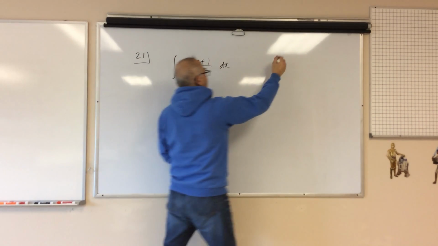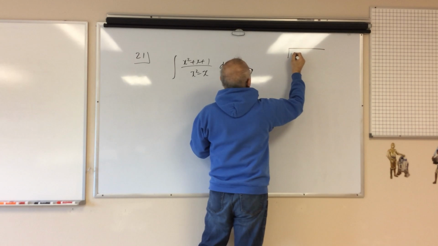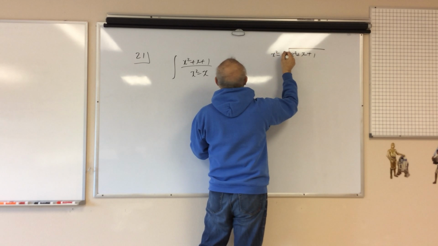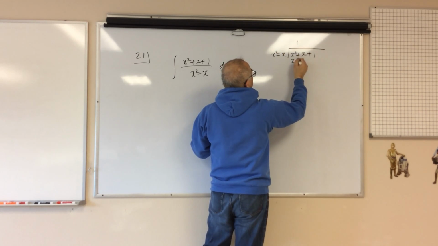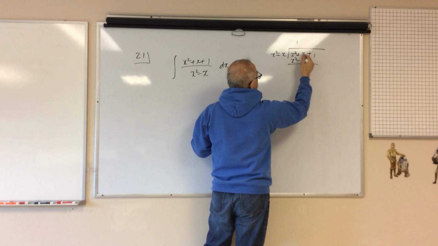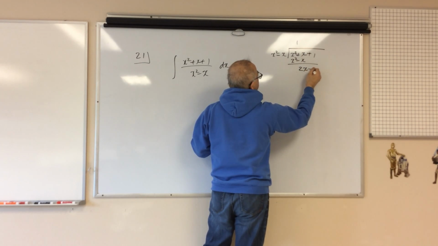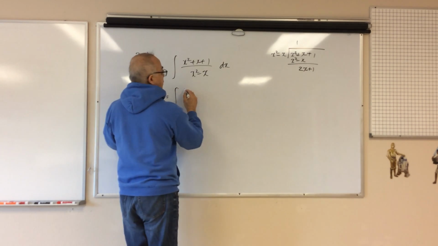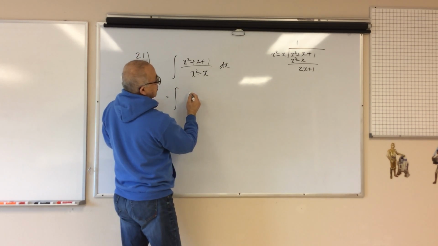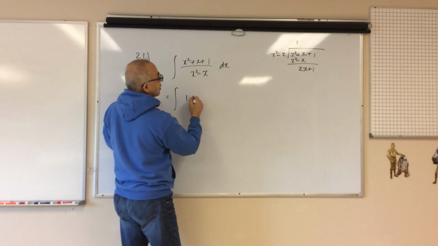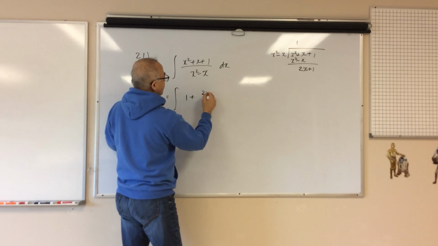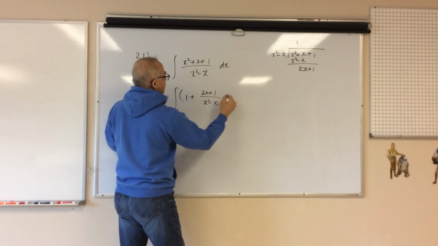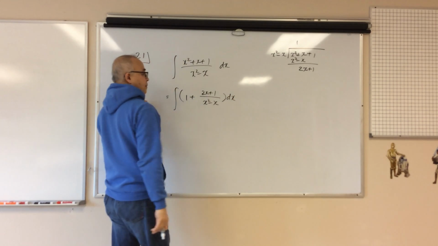So if I do the division, x squared plus x plus 1 divided by x squared minus x, I'm going to get 1. If I subtract that out, I get 2x plus 1. So this is going to be 1 plus 2x plus 1 over x squared minus x, dx.